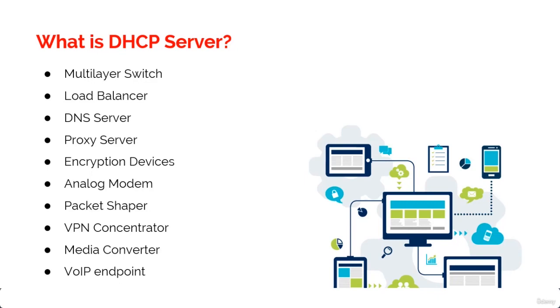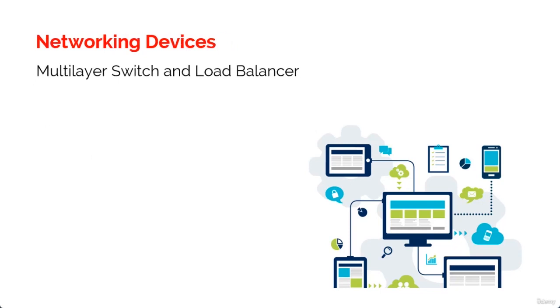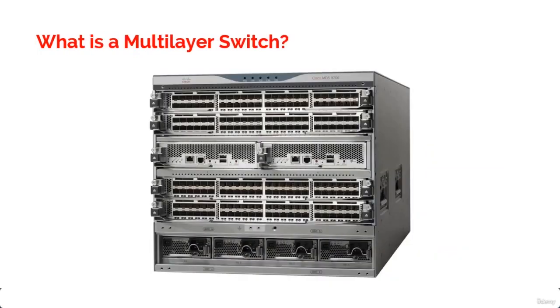Well, the first device that we're going to see is the multi-layer switch. Then we are going to talk about what a load balancer is. Now, multi-layer switch, you know what a multi-layer switch is? I do not need to tell you. Then it is the DNS server, you have heard of the domain name system. Then proxy server, which we all use when downloading different things. Then encryption devices, analog modem, packet shaper, VPN concentrator, media converter, and VoIP endpoint. VoIP is basically voice over internet protocol.